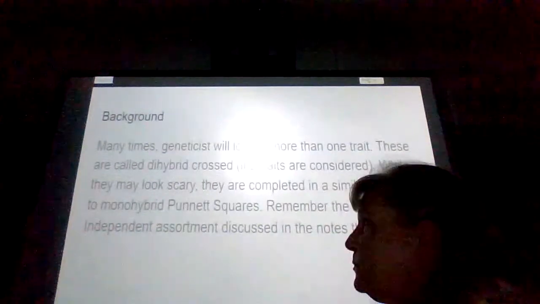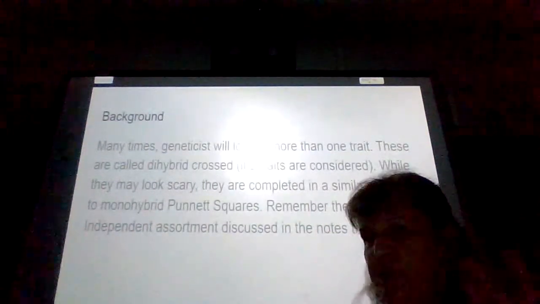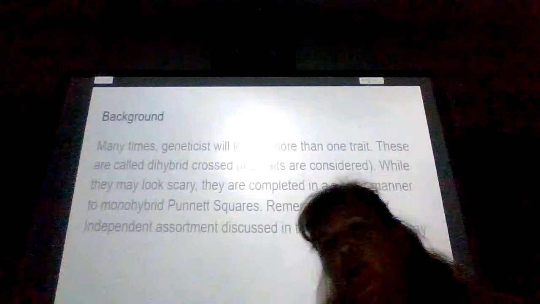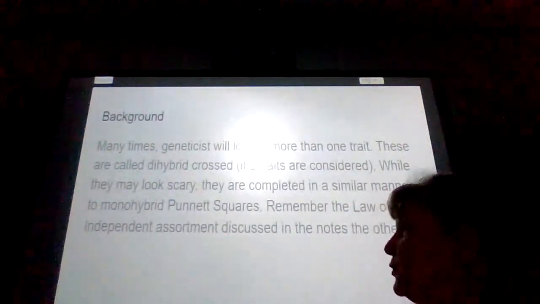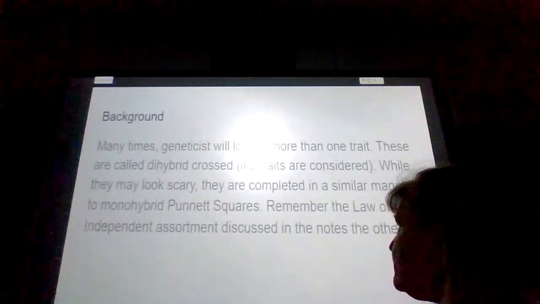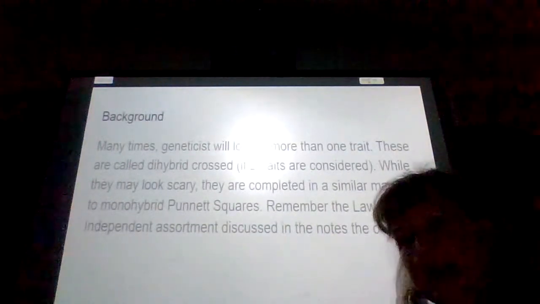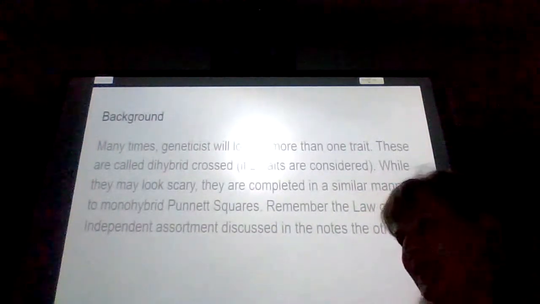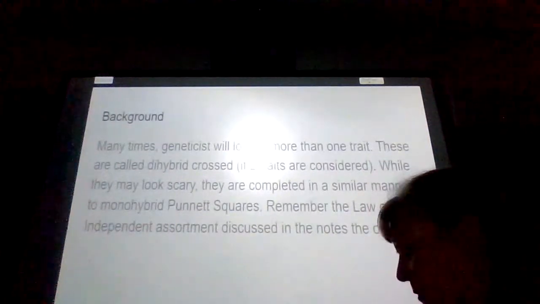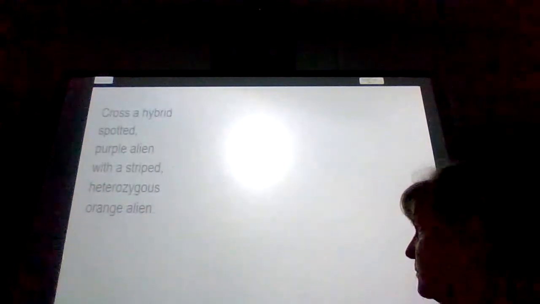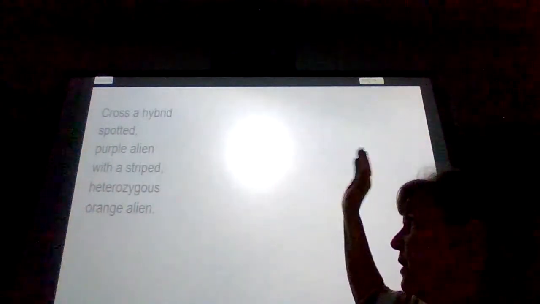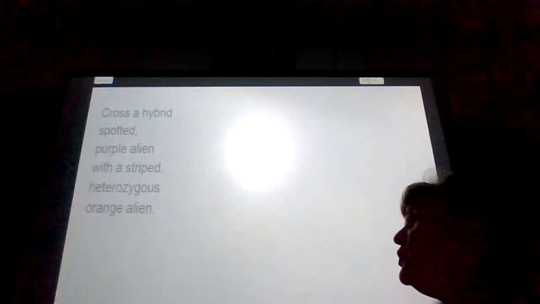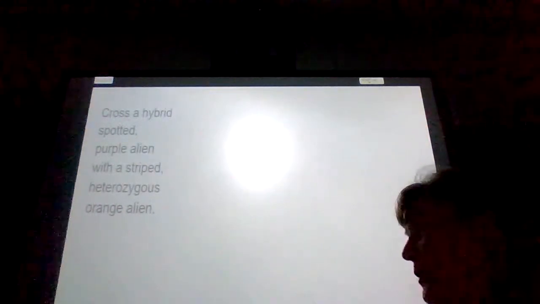Okay, so again, just a little bit of background. Sometimes when geneticists are doing this, they're going to be looking at two traits instead of just one. So we're going to make a dihybrid cross, if we're just talking two. It's going to look really scary, but when you think about it, it's very, very similar to what we do with the monohybrid crosses. Okay, so here's our example. We're going to cross a hybrid spotted purple alien with a striped heterozygous orange alien.